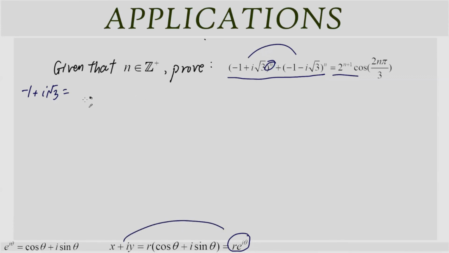So what is the value of r? Right, the value of r is equal to the square root of x squared plus y squared. So it's -1 squared, that's 1, and root 3 squared, that's 3. Alright, e^(iθ). So you don't know what θ is yet.